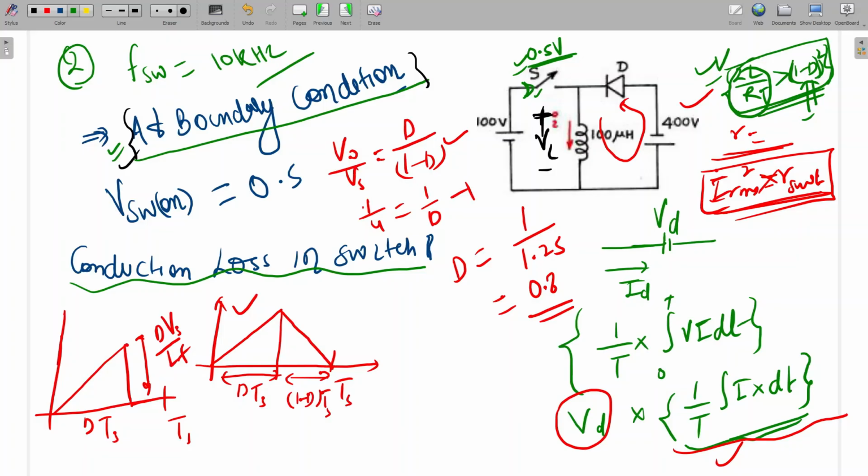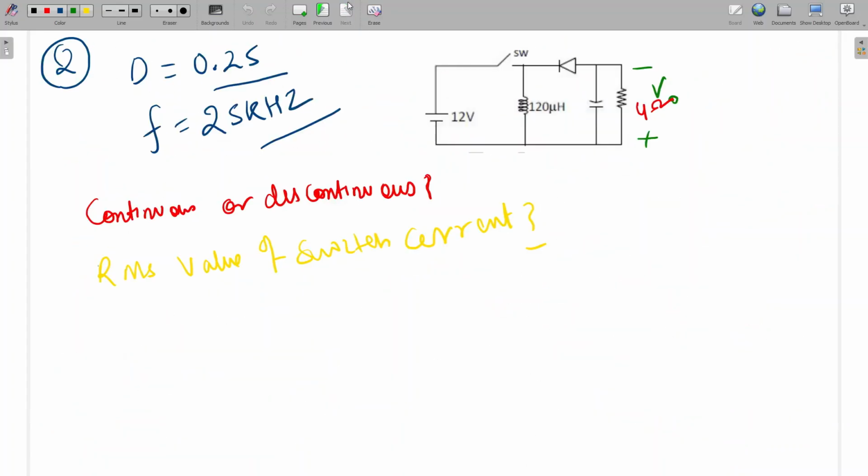Yes, sir. Clear, sir. Okay. So the last question I am going to discuss. Here we first have to check whether the converter is working in continuous or discontinuous. I have already given the formula. Can anyone calculate whether this is continuous or discontinuous? How can we check? This is also buck boost. What is the value of 2L by RT?